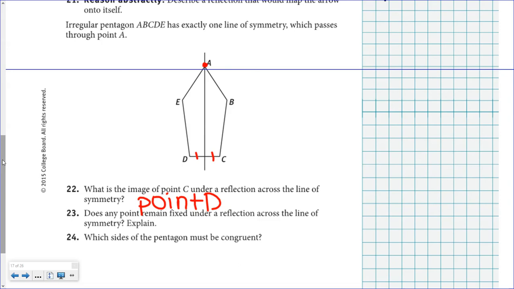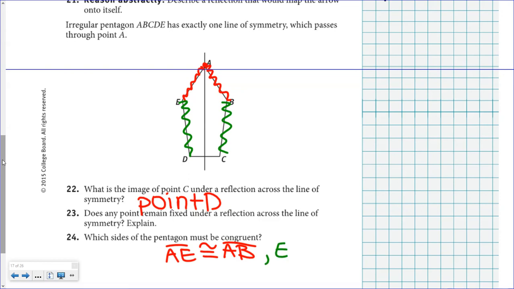And then it says which sides of the pentagon must be congruent. So it's talking about the 5 sides. There are 5 sides to a pentagon, and which of those are congruent? We know that this side and this side must be congruent. They must be equal. We also know that this side and this side are equal. They are congruent. And then those are the only sides that we know are congruent. So hopefully that helped you with understanding how reflections work.